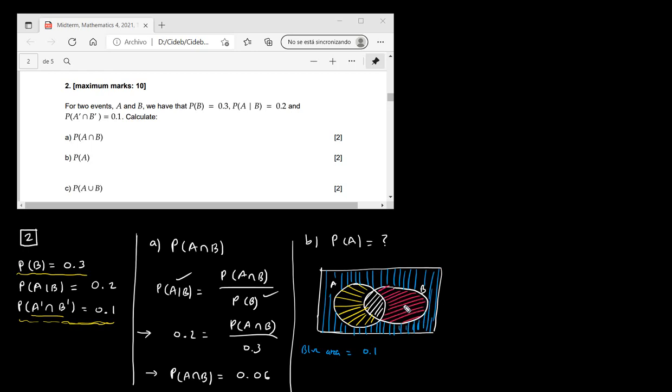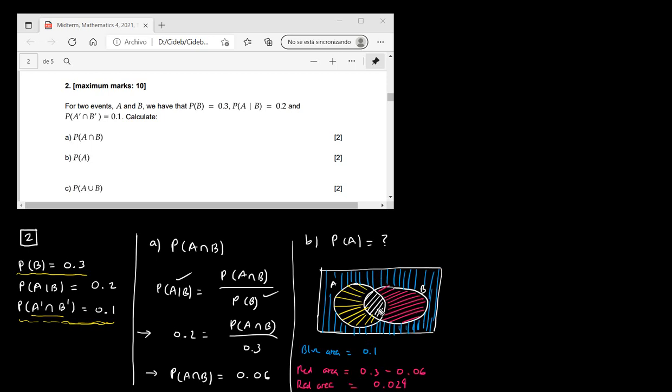What is this red area? It's the following. The red area is equal to the probability of B, the full probability of B, which is 0.3, minus the probability of the intersection, which is this, right? And that's going to be equal to 0.024. That's the red area, 0.024.